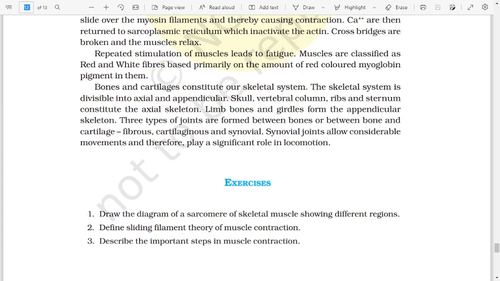Bones and cartilages constitute our skeletal system. The skeletal system is divided into axial and appendicular. Skull, vertebral column, ribs, and sternum constitute the axial skeleton. Limb bones and girdles form the appendicular skeleton. Three types of joints are formed between bones or between bones and cartilage: fibrous, cartilaginous, and synovial. Synovial joints allow considerable movement and therefore play a significant role in locomotion.